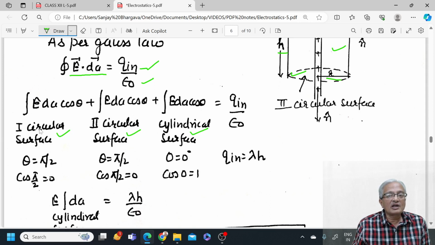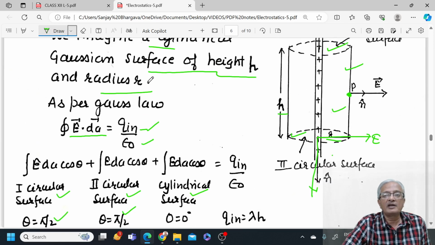surface. For the closed surfaces, this is the direction of the electric field, and this would be the direction of the normal. So theta is 90. So for the first circular surface, theta is 90, cos 90 is 0. For the second circular surface, theta is 90, cos 90 is equal to 0. But for the cylindrical surface, what do we find? We find the direction of electric field and the direction of the normal are the same, so theta must be equal to 0. So cos 0 has to be 1.